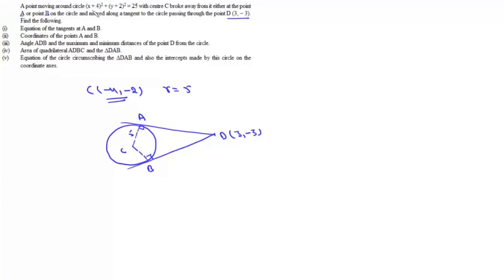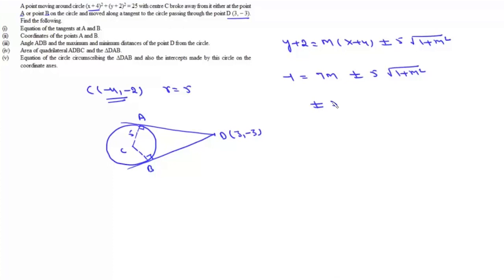Now what we'll do is, we'll write the equation of tangent to this circle in terms of slope of tangent. So we can write this as y plus 2 equals m times x plus 4, plus minus r, and r in this case is 5 under root of 1 plus m square. Now here we are looking for the tangents which pass through the point D (3, -3). So we'll put y as -3 and x as 3. So now it'll be -1 equals 7m plus 5 under root of 1 plus m square.